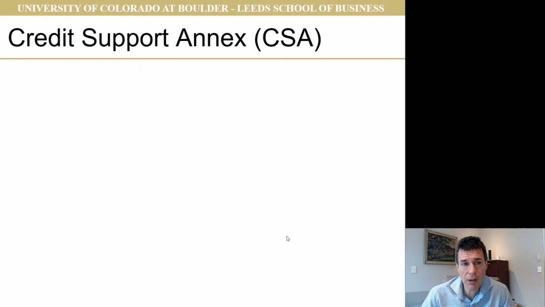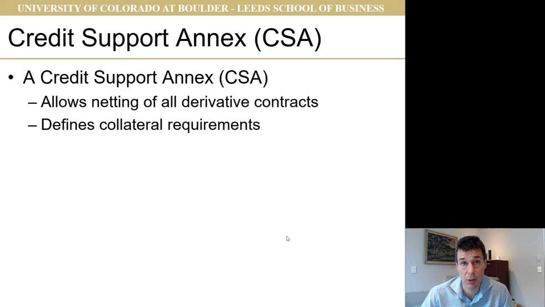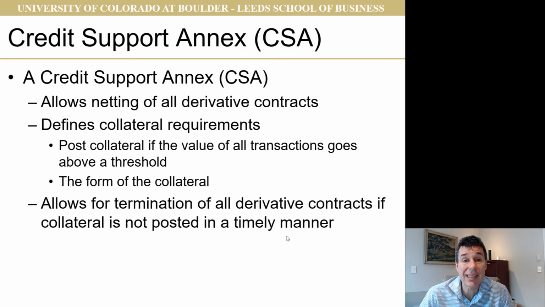The key part of this, or one of the key parts of this, is known as the Credit Support Annex. So the Credit Support Annex allows for the netting of all derivative contracts, defines the collateral requirements, how much collateral has to be posted if the transactions go above some threshold level. What kind of collateral? Again, in the US, it's typically either dollars or US Treasuries. But again, if I'm a European company, there might be all sorts of collateral I can post. This allows for the termination of all derivative contracts if collateral is not posted in a timely manner.